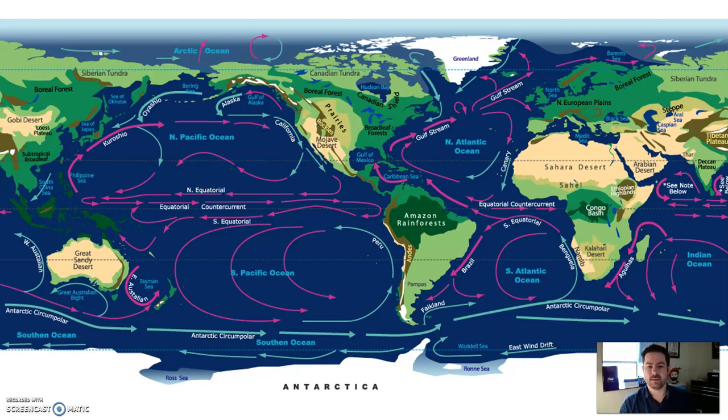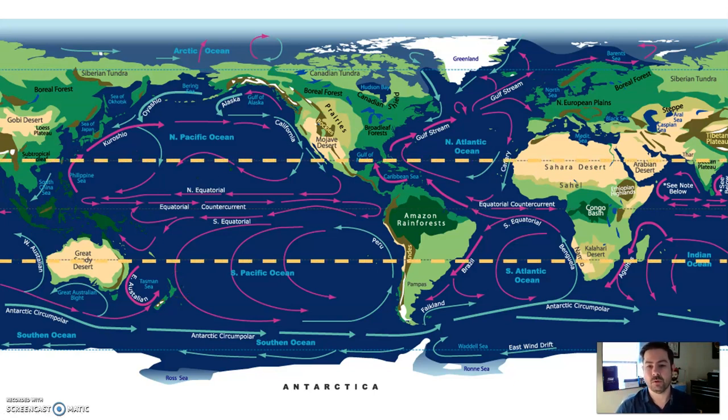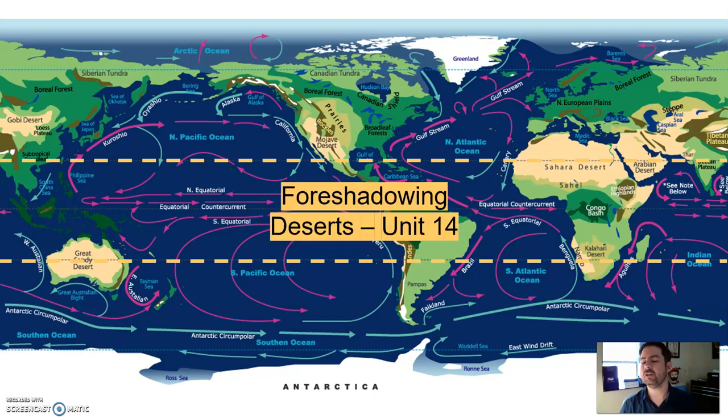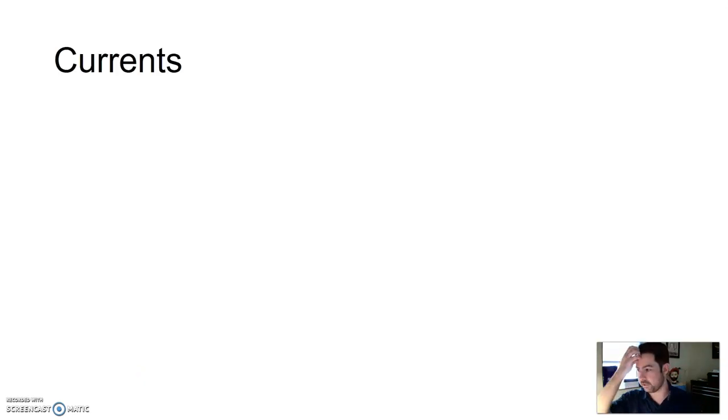There you go. Just something to keep in the back of your brain. Currents also have a part to play in regards to the world's deserts. So we'll revisit this next unit. Unit 14 deals with deserts, as well as the location of deserts in relation to these two lines of latitude. So just a little foreshadowing for Unit 14. Keep this stuff in the back of your brain. But anyway, back to currents.